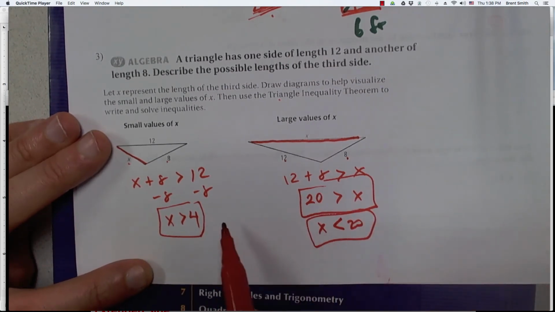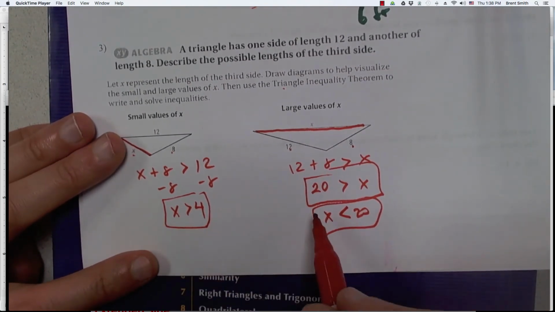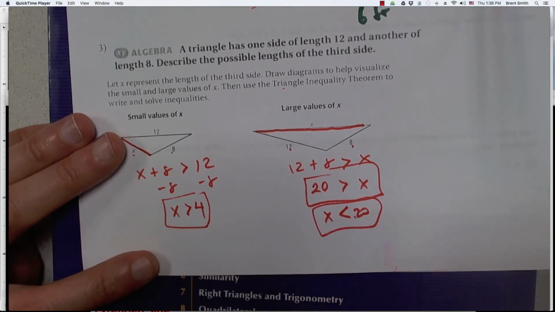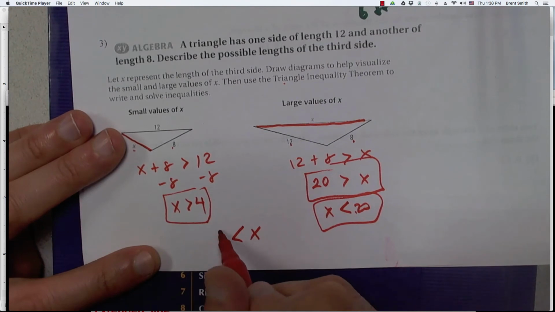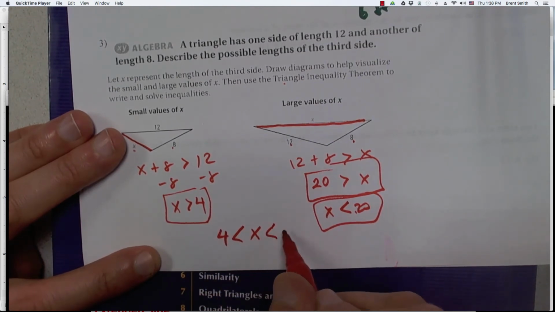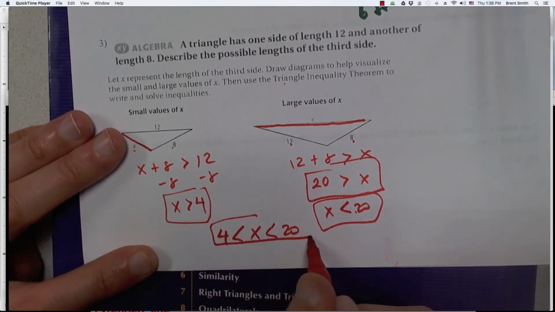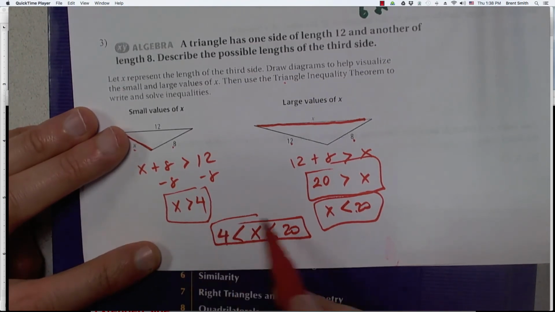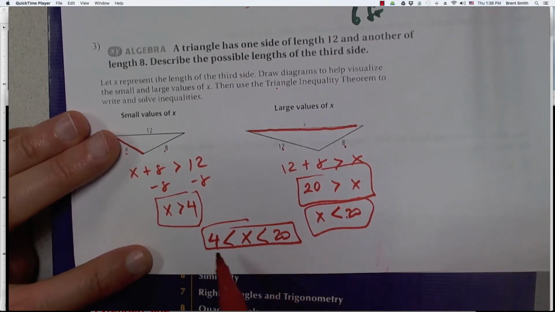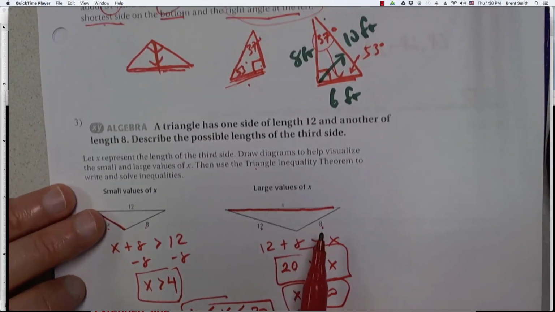So these are the two constraints, and in fact we often write this in one line. So x is bigger than 4 and x is less than 20. We put x in the middle like this, and we say x must be greater than 4 and x must be less than 20. We saw that last year in algebra. So this captures this in a neater way. Okay, so x is between 4 and 20.